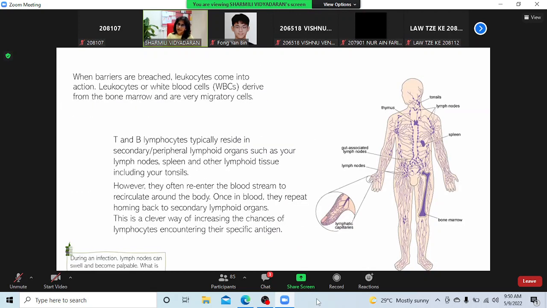So let's get back to leukocytes. Why are we talking about your immune cells? Because we just talked about barriers, and once barriers are breached, that's when your immune cells start coming into action. You remember what immune cells are? You listed them for me: neutrophils, monocytes, macrophages, T cells, B cells.